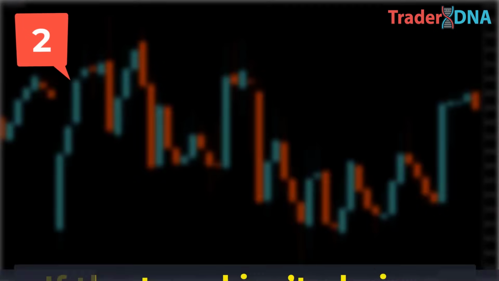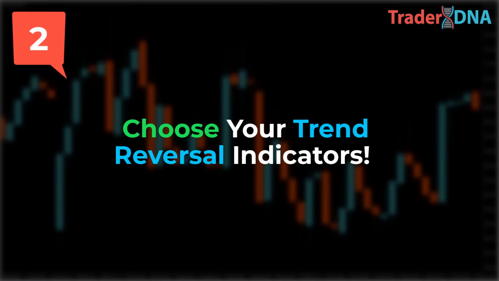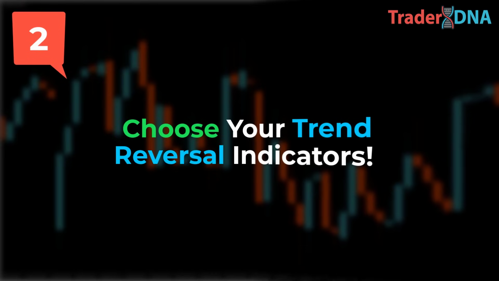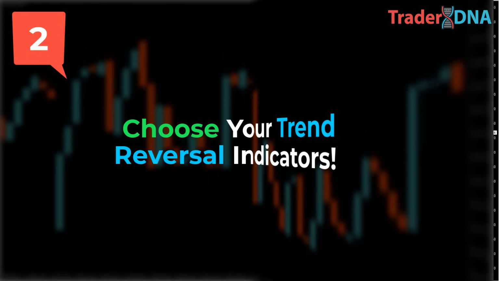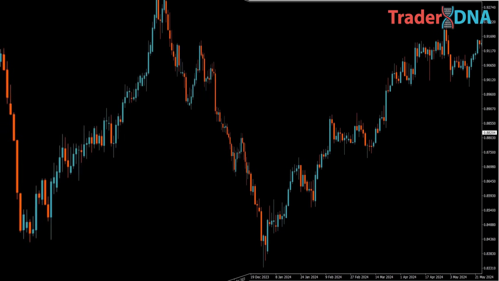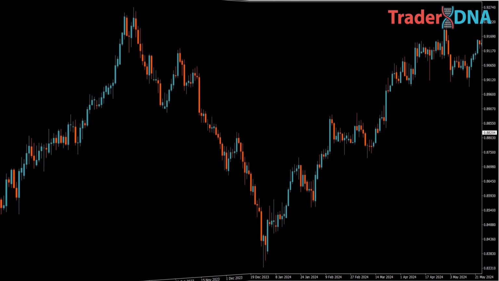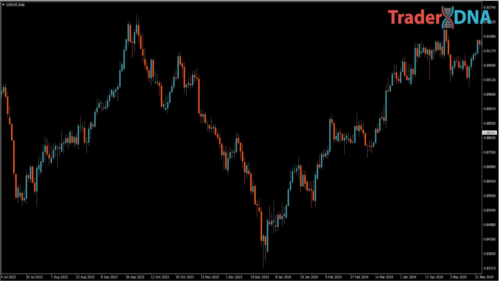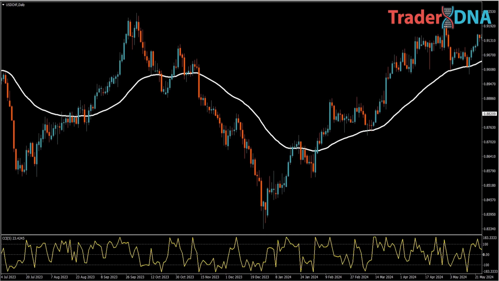Step 2, choose your trend reversal indicators. Alright, now we're diving deep, so pay close attention. This step is critical, and missing even a single detail could wreck your entry accuracy. And trust me, without precision, you'll never get to enjoy the sweet profits that trading has to offer. So let's bring this blank chart to life. That means adding indicators or spotting chart patterns to give us a clear edge.